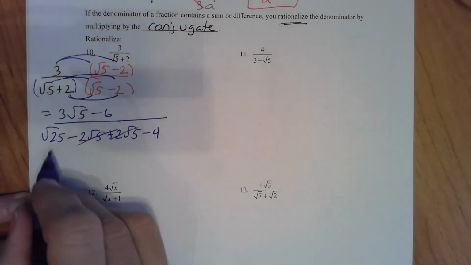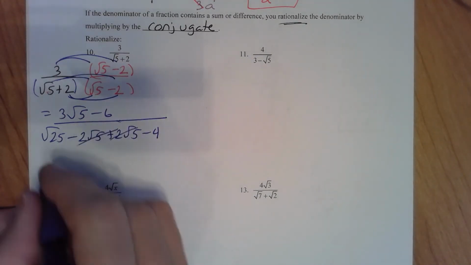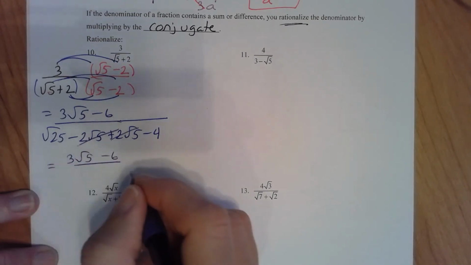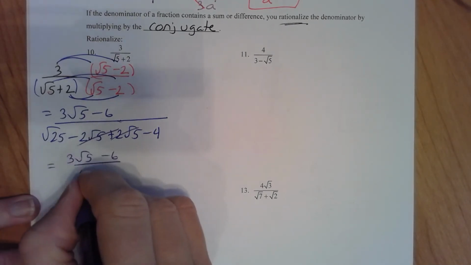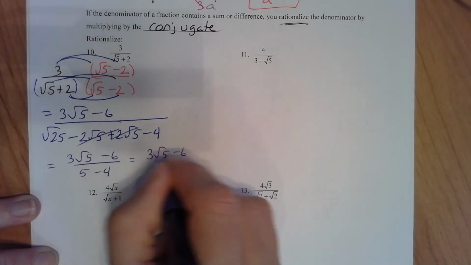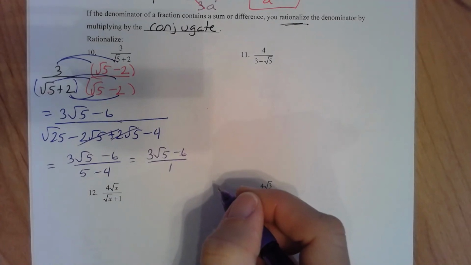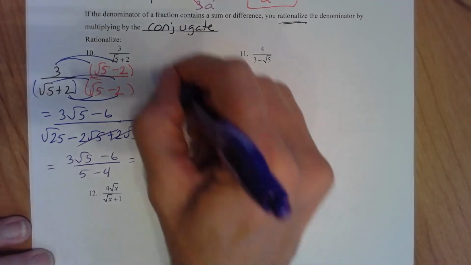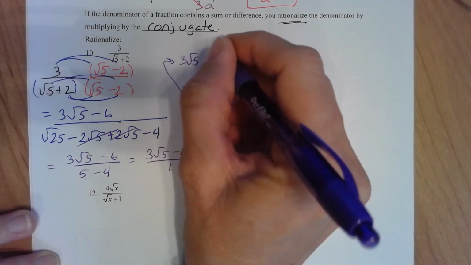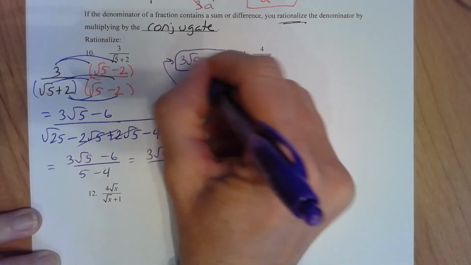And what happens is we know what the square root of 25 is. The square root of 25 is 5. So we get 3 square root of 5 minus 6 all over 5 minus 4. So we get 3 square root of 5 minus 6 over 1. Don't leave the 1 down there. We are understood to know that the 1 is there, so we don't need the 1. So 3 square root of 5 minus 6.